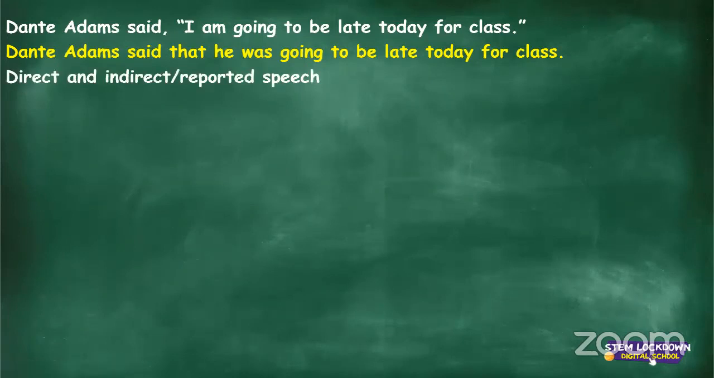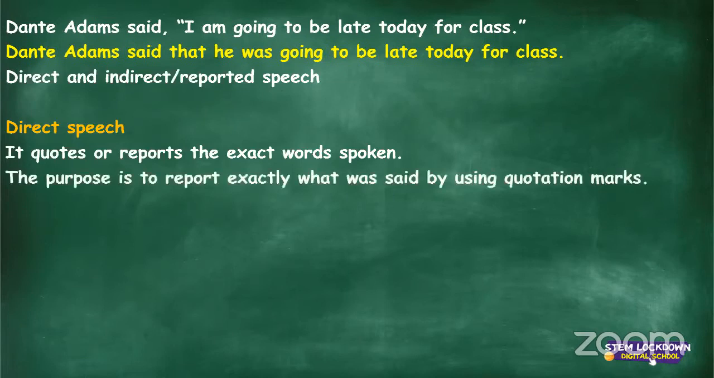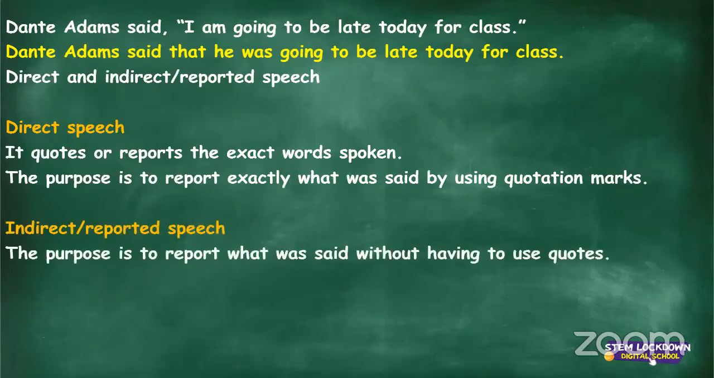So, as you have said, one is direct and the other one is indirect speech, or what you call reported speech. With direct speech, it quotes or reports the exact words spoken. The purpose is to report exactly what was said by using quotation marks, whereas with indirect speech, that is not the case. The purpose is to report what was said without having to use quotes.